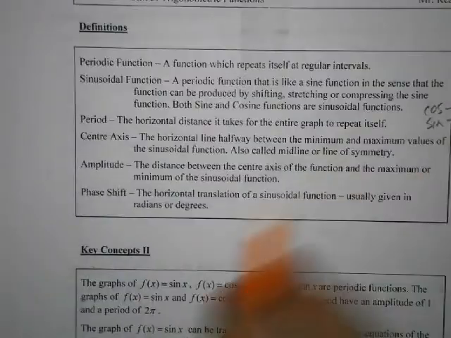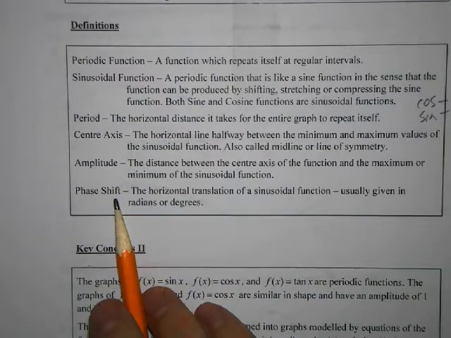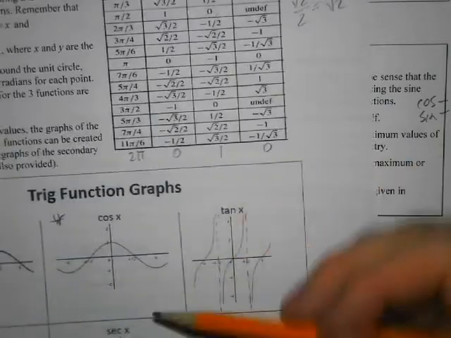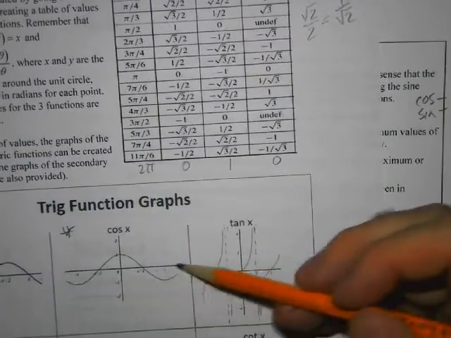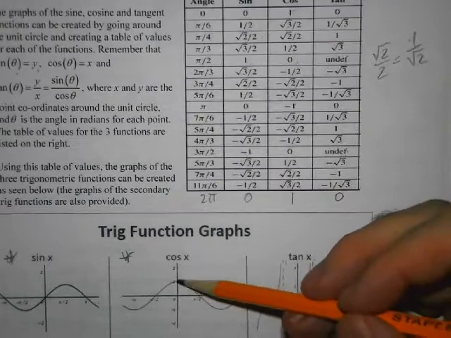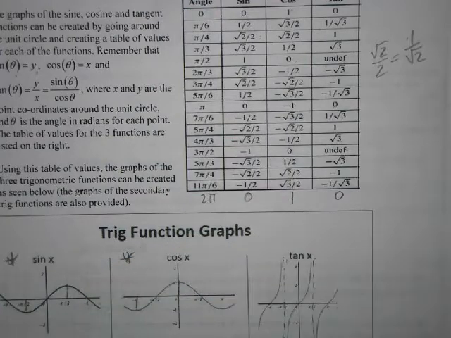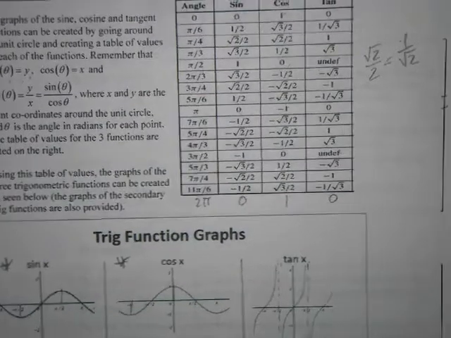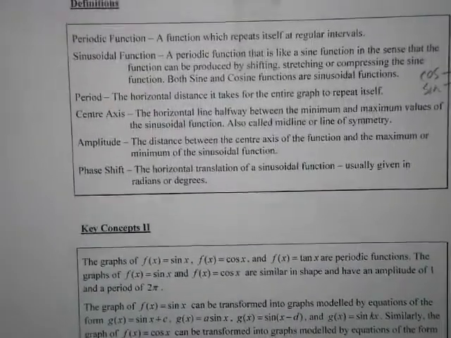Couple other things here. Center axis, amplitude, and phase shift. We'll be talking more about this. The amplitude is, if you look at the graph, related to the distance between the middle of the curve and either the max or the min. So in terms of both sine and cosine, the amplitude is 1. If I drew lines there and there, and there and there, the distance is 1. And the amplitude is kind of like radius. You can never have a negative amplitude, just like you can never have a negative radius. So it's always positive.